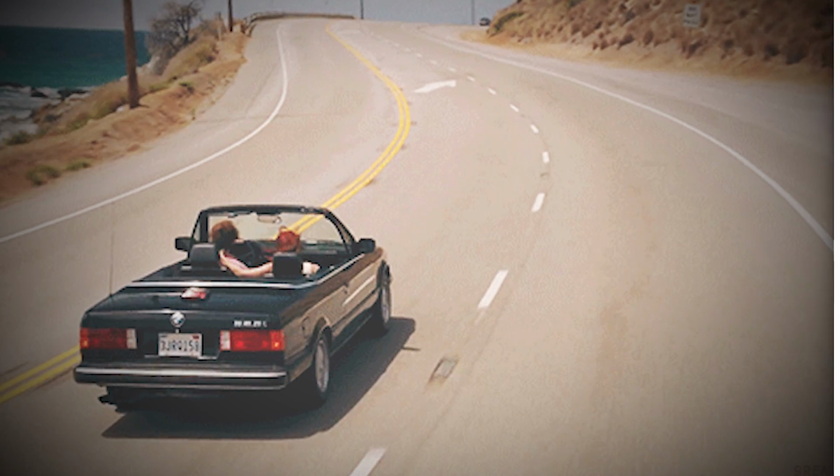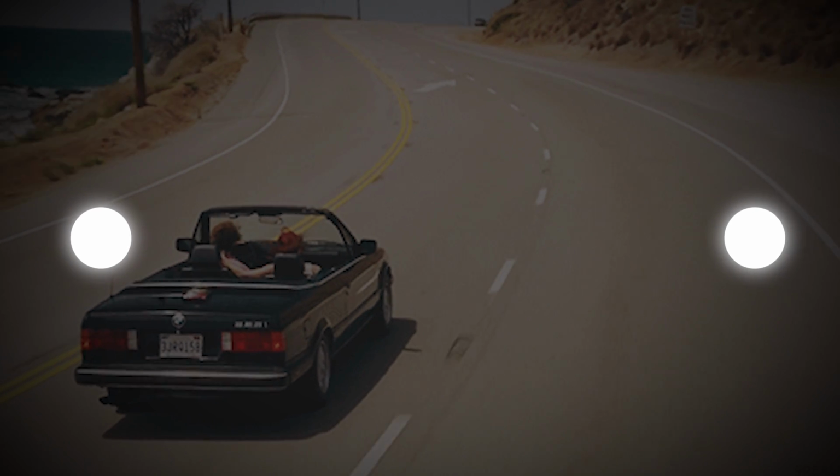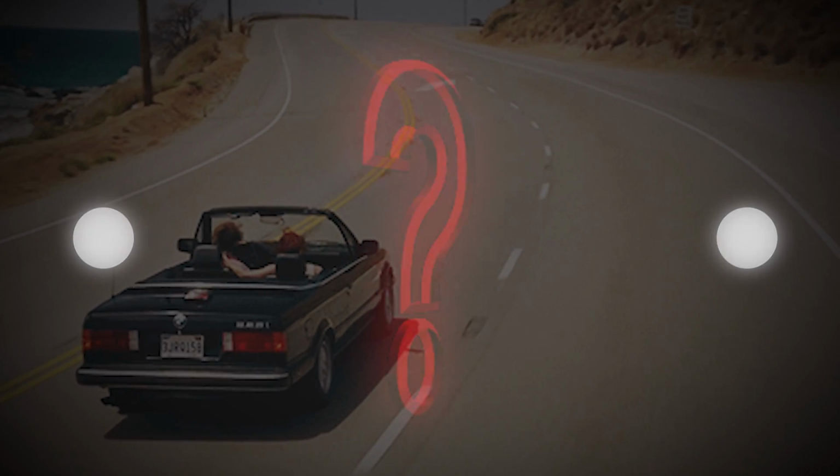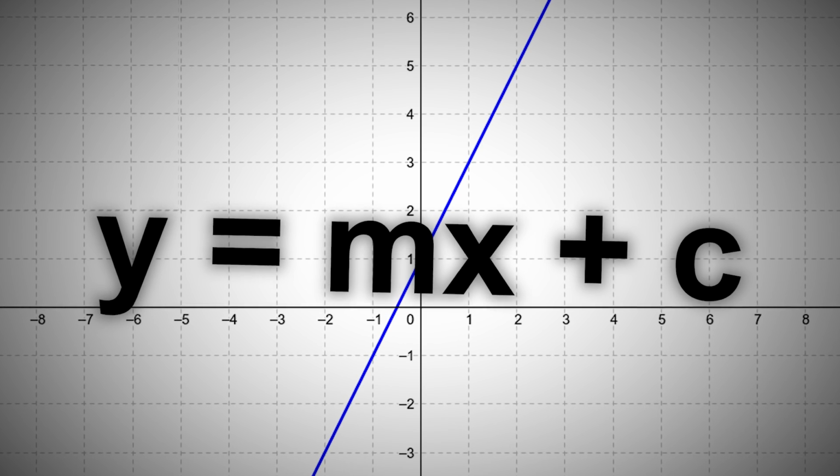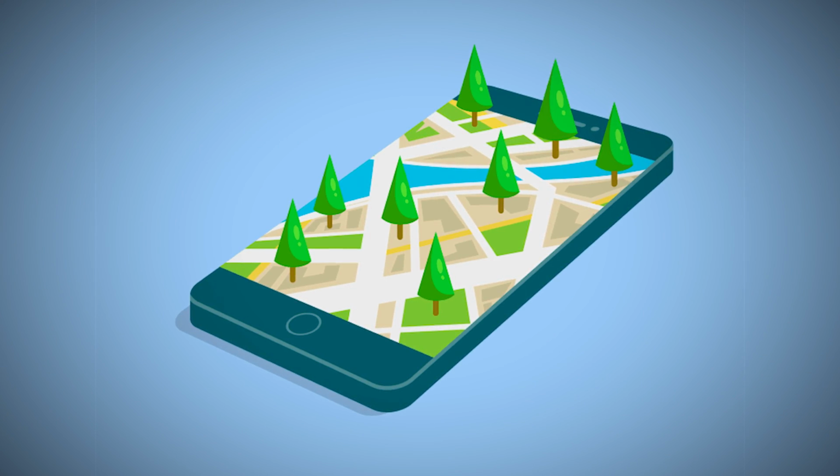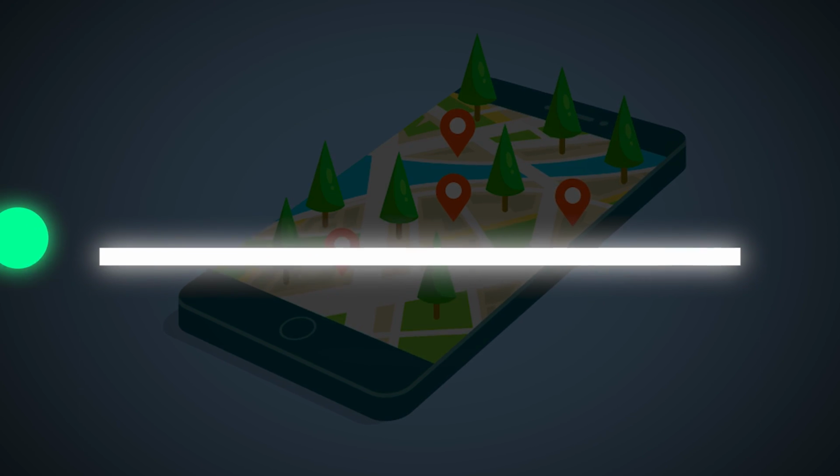Imagine you're planning a road trip. You have a starting point and a destination. But what about everything in between? That's where linear equations come in handy. They're like the GPS of math, helping you find the path from point A to point B.